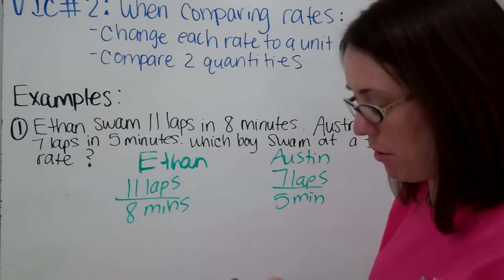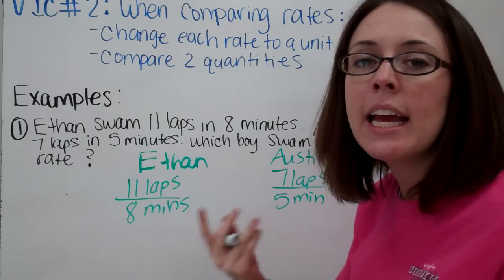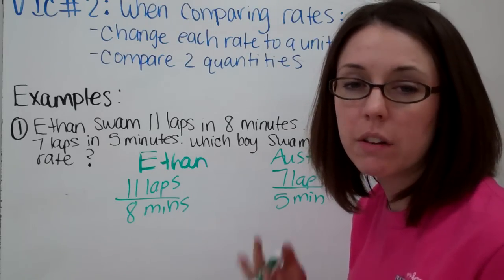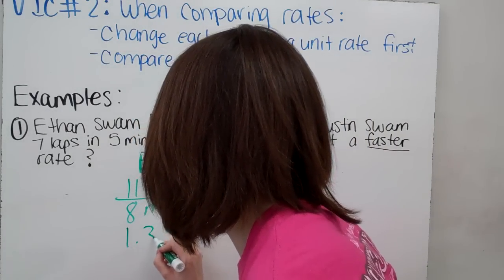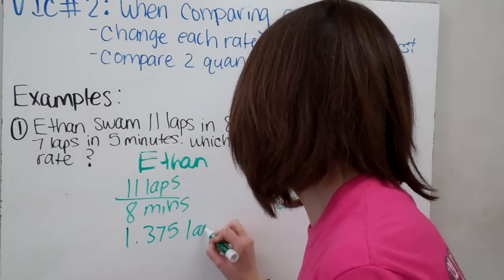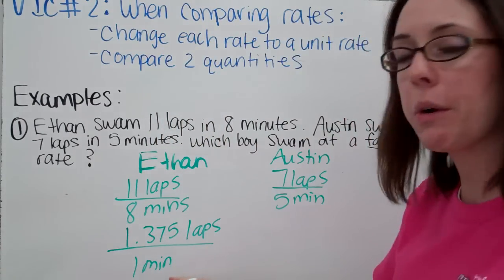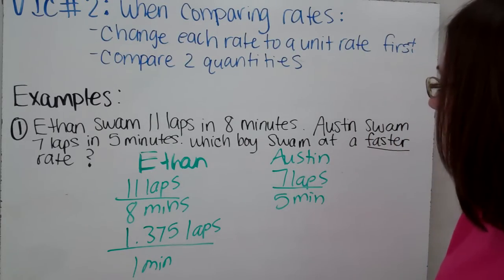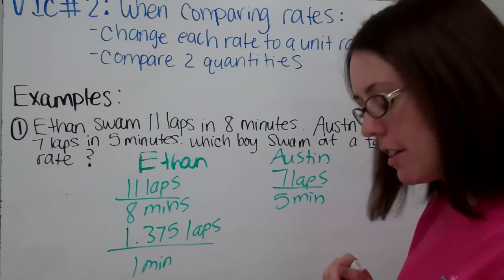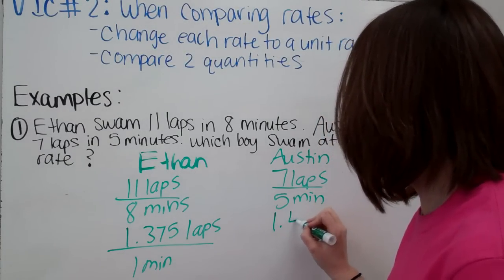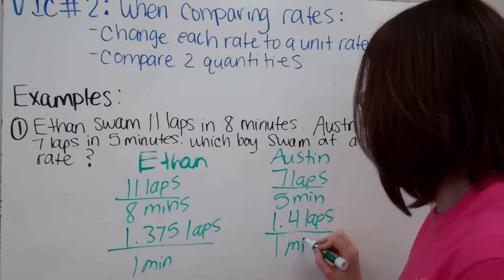We're going to divide our numerator. So we're going to do 11 divided by 8. Yes, I am going to allow you to use a calculator on these for time's sake. 11 divided by 8 is 1.375 laps over 1 minute. Remember, it's a unit rate, so our denominator is 1. Let's look at Austin. 7 divided by 5, numerator divided by the denominator. You get 1.4 laps in 1 minute.